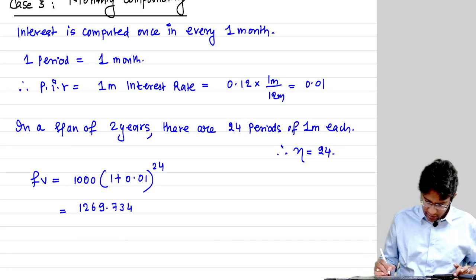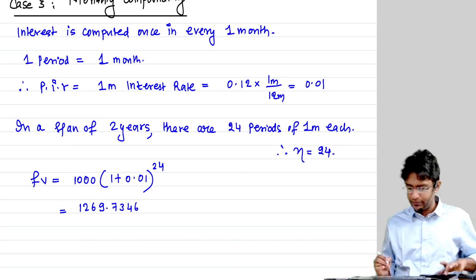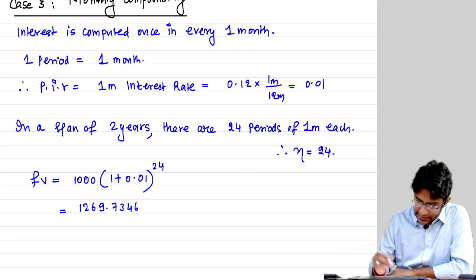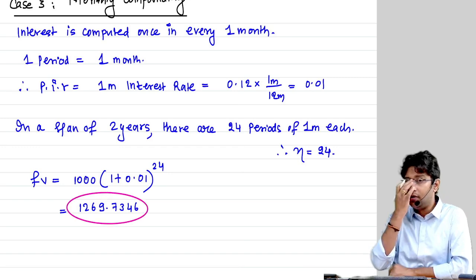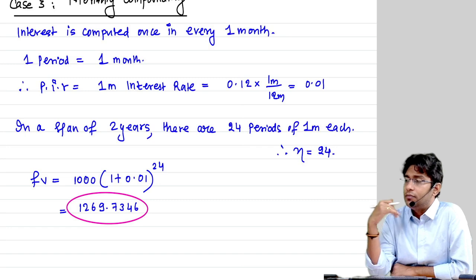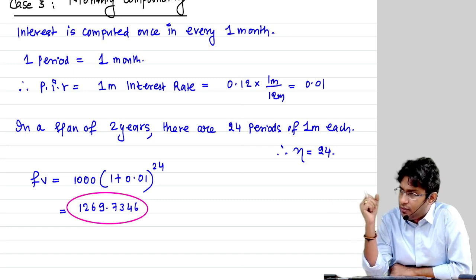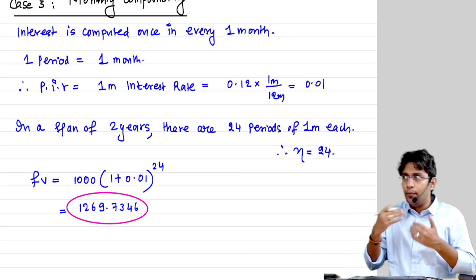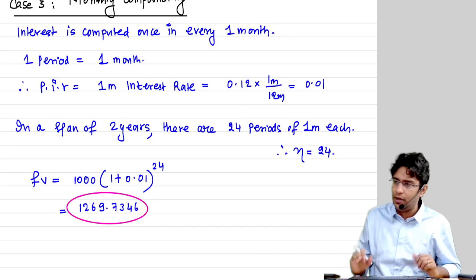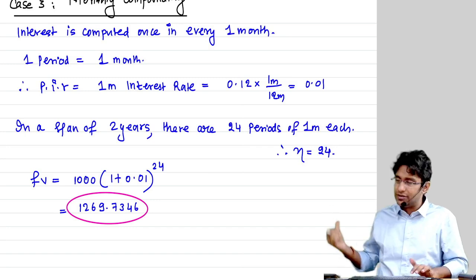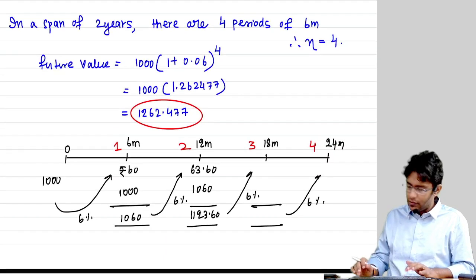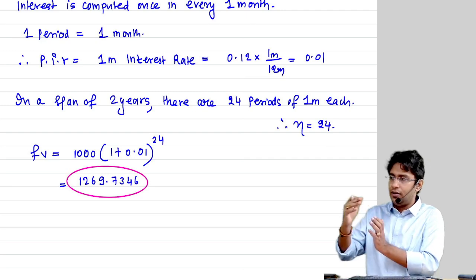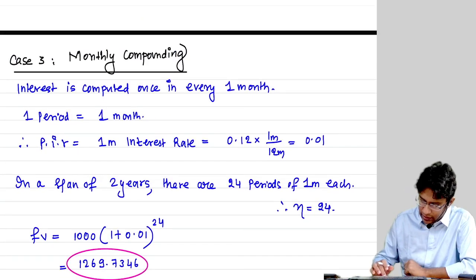Fine. 7346 also, if you read, it will be fine. Okay, what did you observe here? Since it is monthly compounding, every month you compute interest, it gets added to the investment. Again, next month interest is computed on the whole amount. More times compounding, future value also will be more. So you can see it's 1269. What is the previous answer? 1262. It became 1269. So definitely it is increasing. Monthly is over.